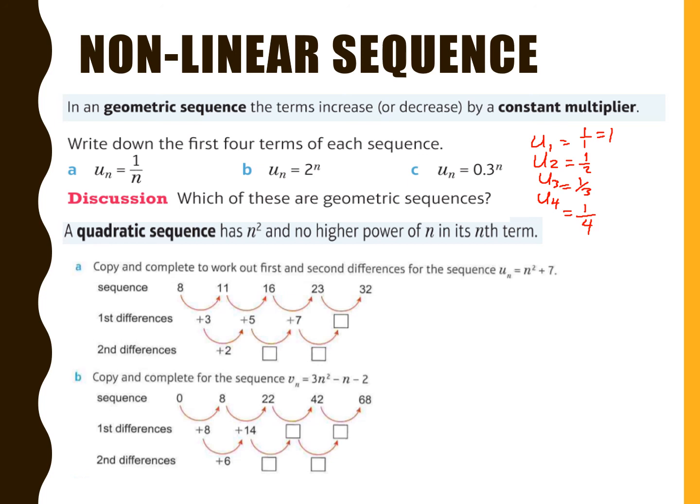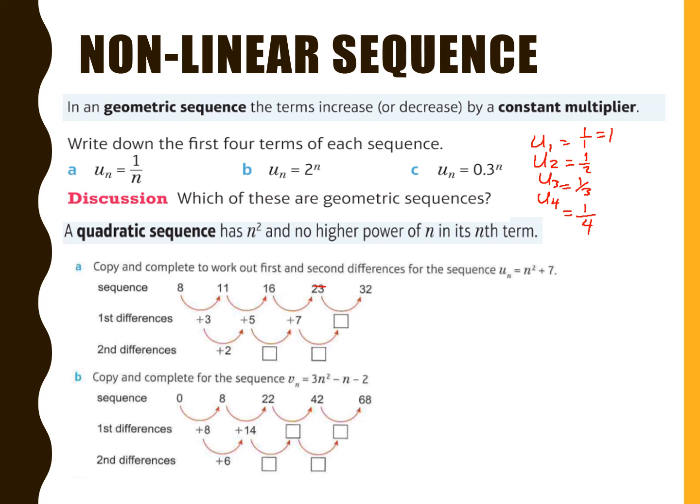So if I was given this example: copy and complete to work out first and second differences for the sequence n squared plus 7, this is what you would do. You would find out the first difference. Remember, with the arithmetic example, the first difference was the common one because it had the same common difference. But in the quadratic sequence, you have to do two differences.